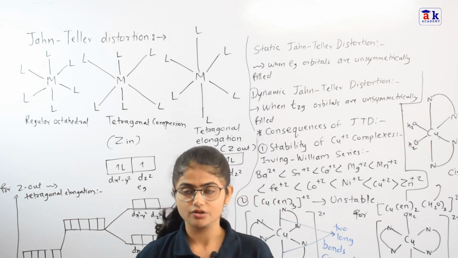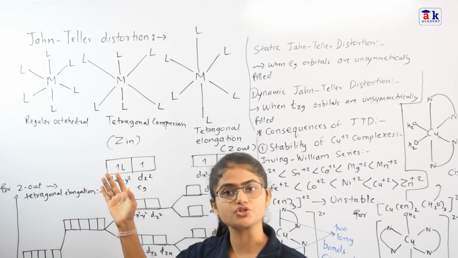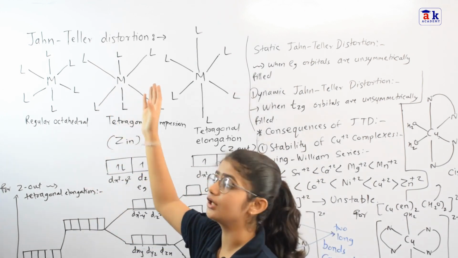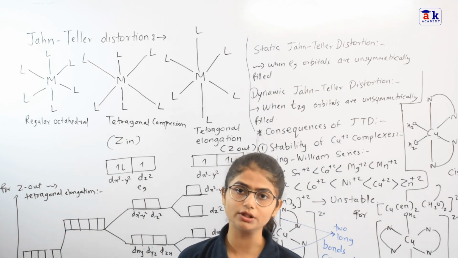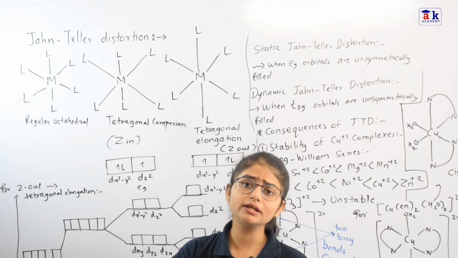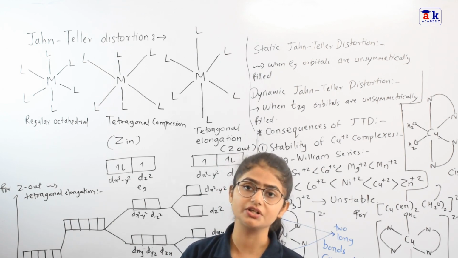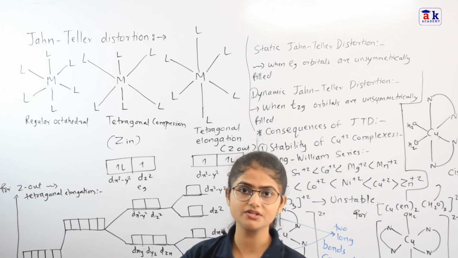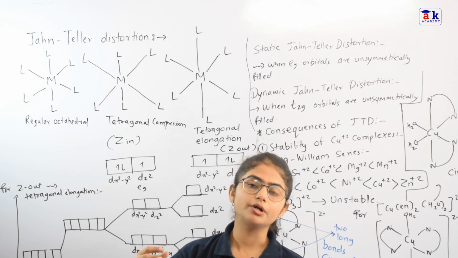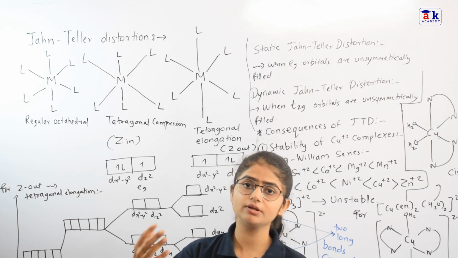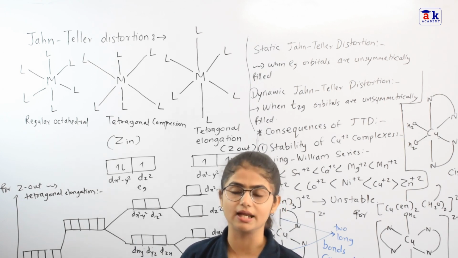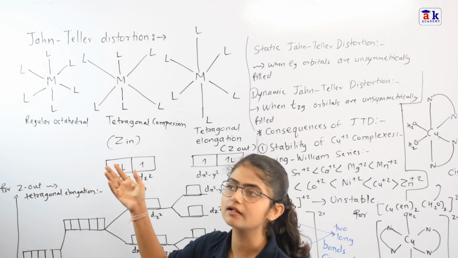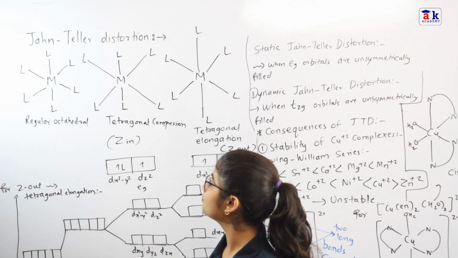The condition which causes such distortion is called the Jahn-Teller distortion or Jahn-Teller theorem. The theorem says that a non-linear molecule in an electronically degenerate state is unstable, so to get stability it will remove the degeneracy, lower the symmetry and lower the energy, and that's why it gets stabilized.